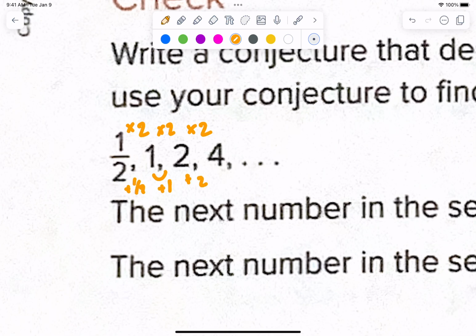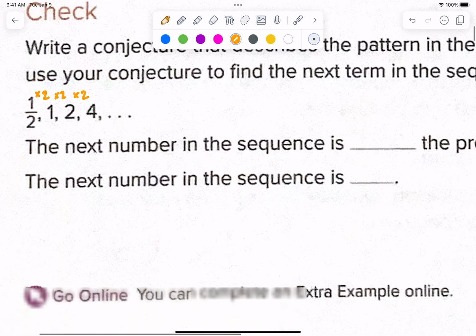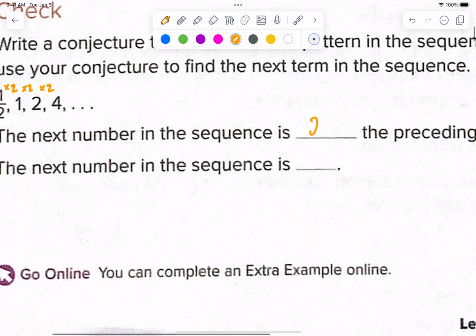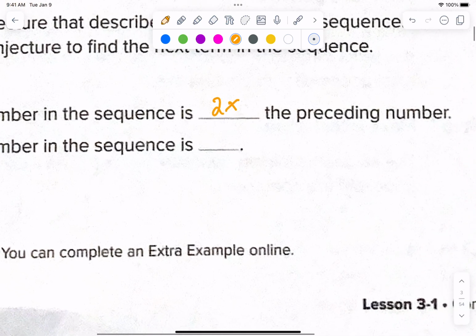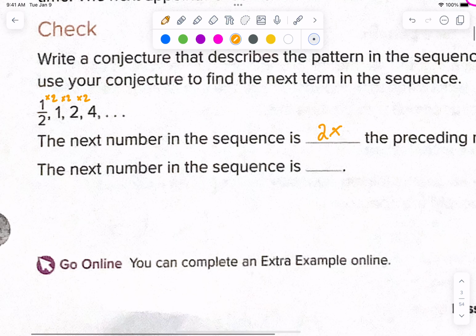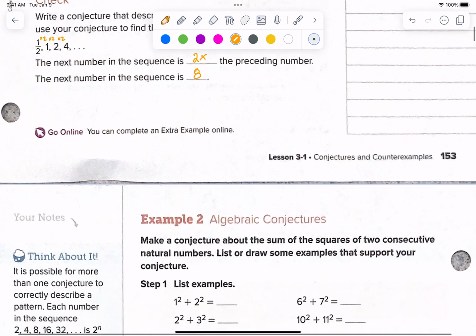Like, what are you doing? You're just doubling every time. You're doing the same thing every time, but you're doubling, okay? So the next number in the sequence is 2 times the preceding number. The next number in the sequence is 8, okay? So we've established the pattern. We've come up with the next term. That's it. Those are conjectures. Conjecture is a conclusion. All right, let's go to the next one.